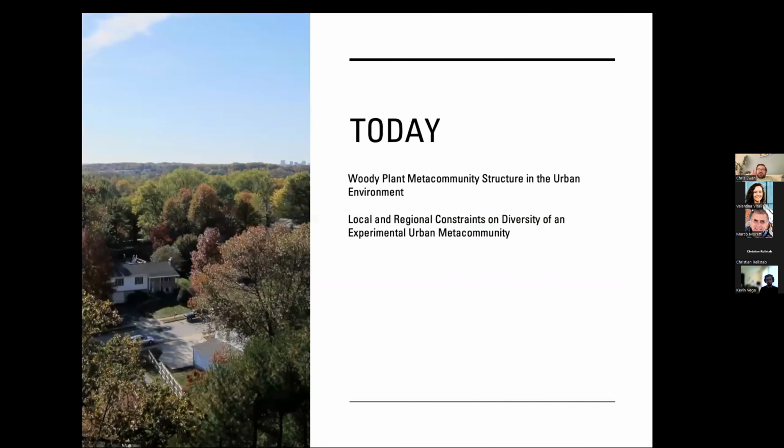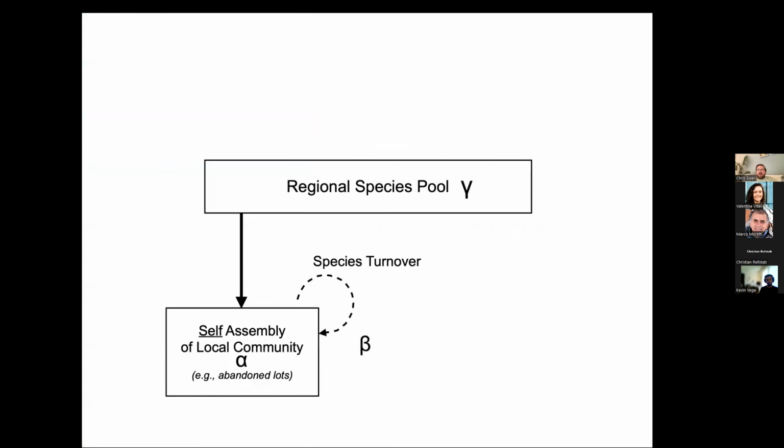So today I'm going to talk about two studies. One is to look at woody plant meta-community structure, and the second is to look at local and regional constraints on the diversity of an experimental urban meta-community, and that's going to be zooplankton in stormwater detention basins, which is an odd habitat to think about, but they are pervasive around where I live in the mid-Atlantic US. So let's talk about woody plant meta-community structure first.